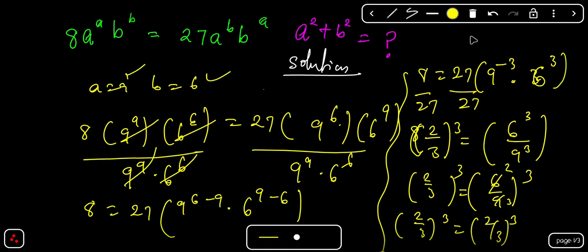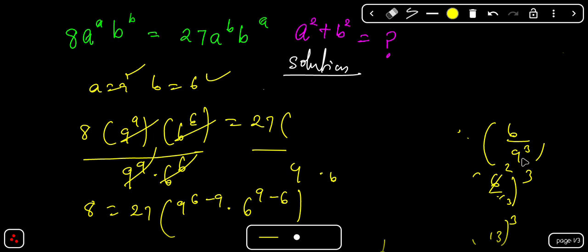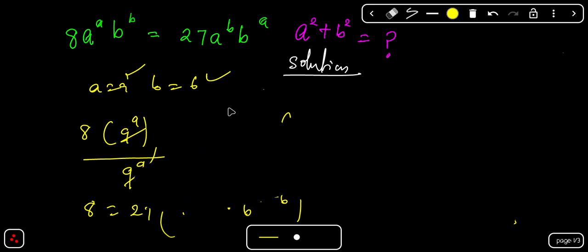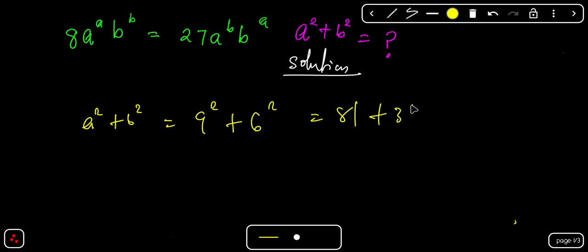Now, since we have the value of a and b, we can now successfully find what we are asked to find, which is a raised to the power of 2 plus b raised to the power of 2. So a squared plus b squared will equal 9 squared plus 6 squared, which is equal to 81 plus 36. And 81 plus 36 will give us 117. So that is the answer to that question.